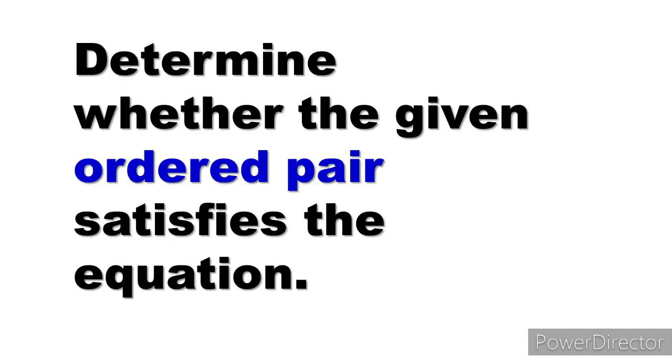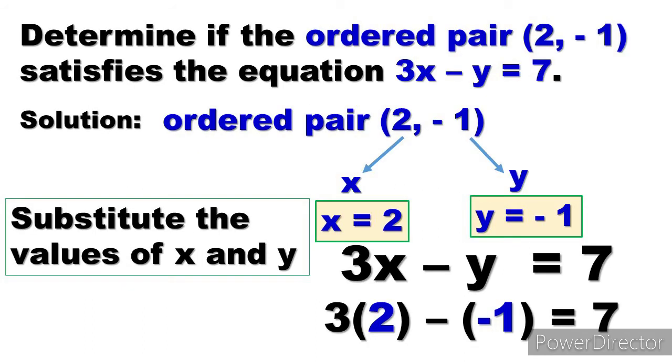Okay, next, determine whether the given ordered pair satisfies the equation. Okay, so this time, given ang ordered pair, and then yung ordered pair na yon, isasubstitute natin sa equation, titingnan natin kung masasatisfy ang equation or hindi. Okay, now let's have an example. Determine if the ordered pair, positive 2, negative 1, satisfies the equation 3x minus y equals 7.